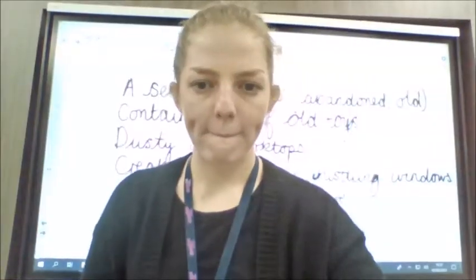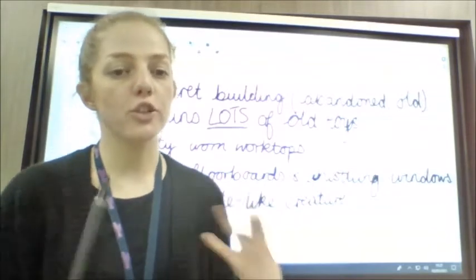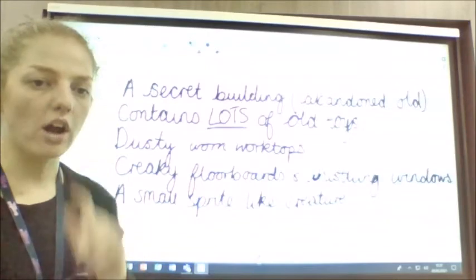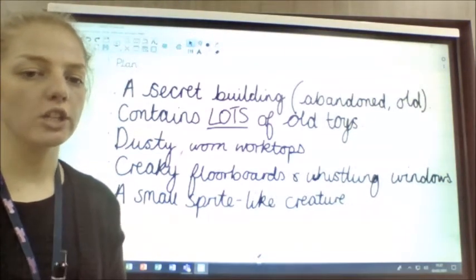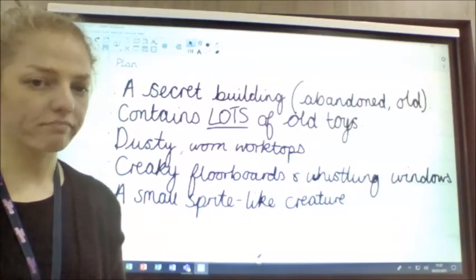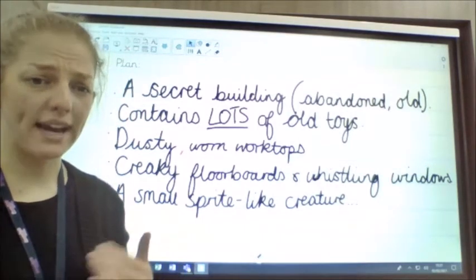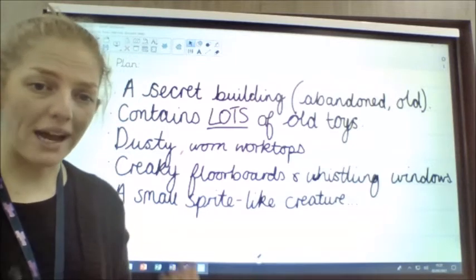And I'm going to come up with ideas for my plan. Okay, so I chose the writing prompt, there's a door at the end of your garden. Now, I've started my plan off by adding lots of short notes and bullet points using things like expanded noun phrases and personification, to help me to come up with different ideas to support me when I come to do my writing. So I've said it's a secret building that's abandoned and old.